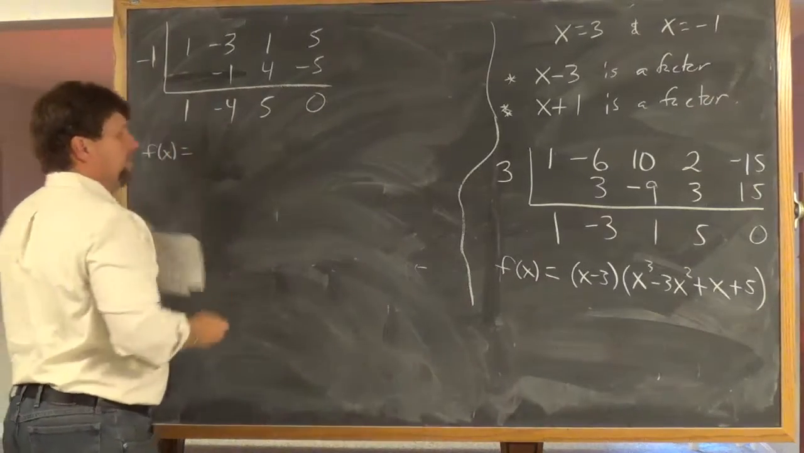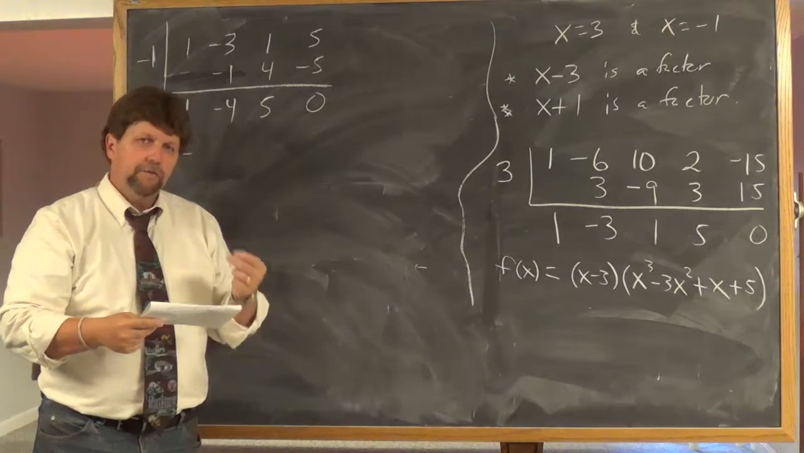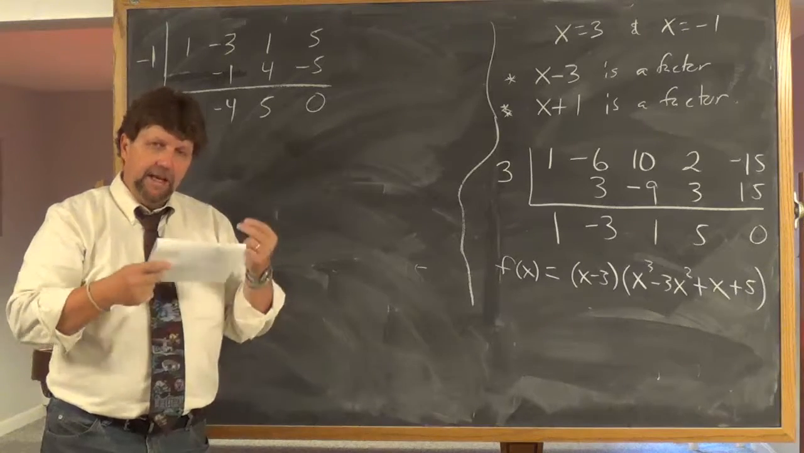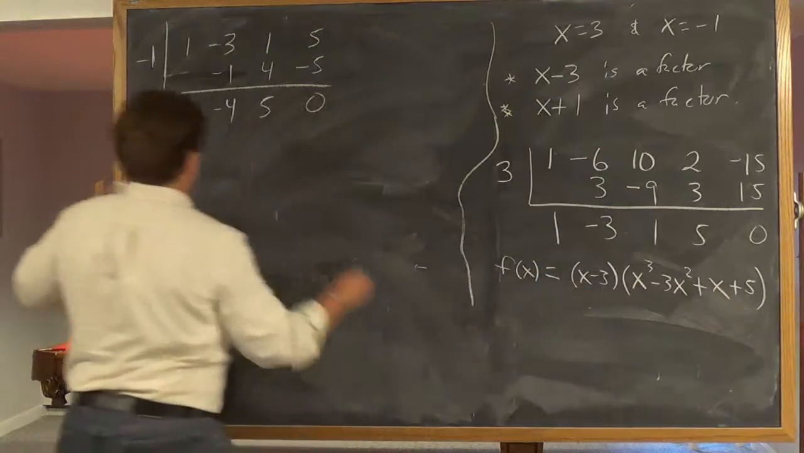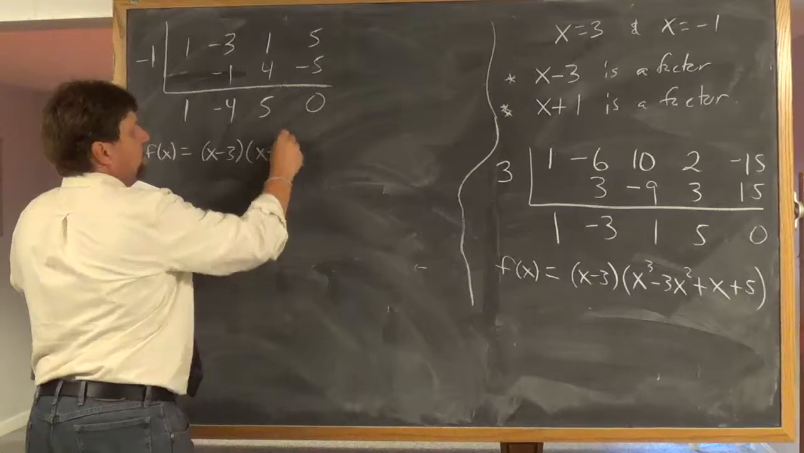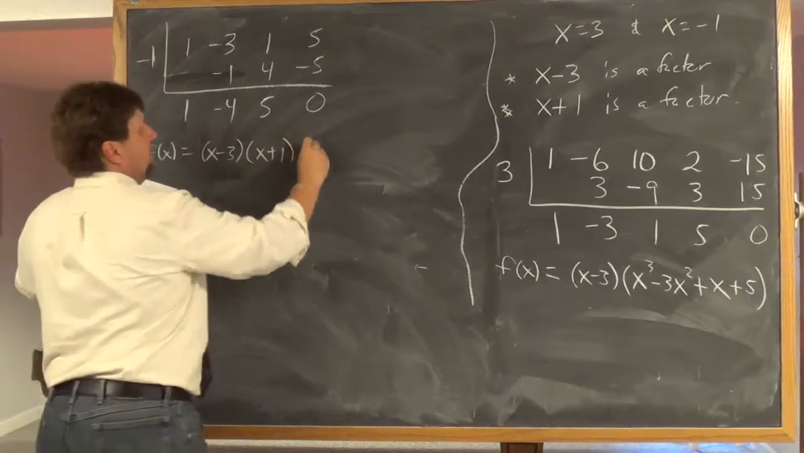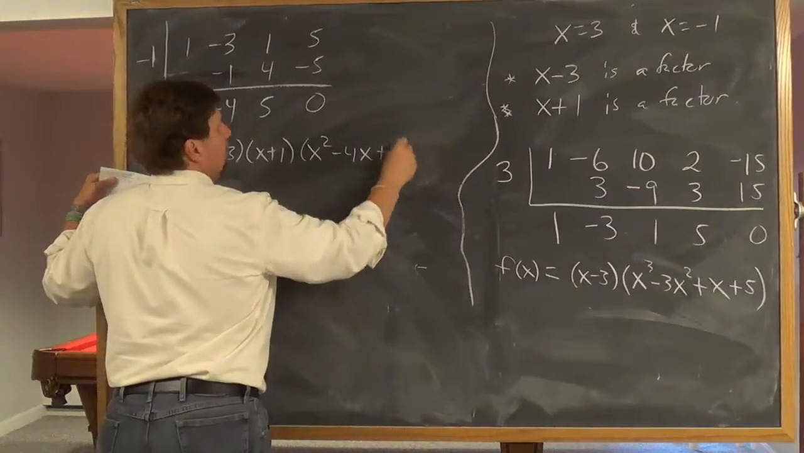So what does that mean? That means our original function, x to the fourth minus 6x cubed plus 10x squared plus 2x minus 15, we now know factors to x minus 3 times x plus 1 times x squared minus 4x plus 5.